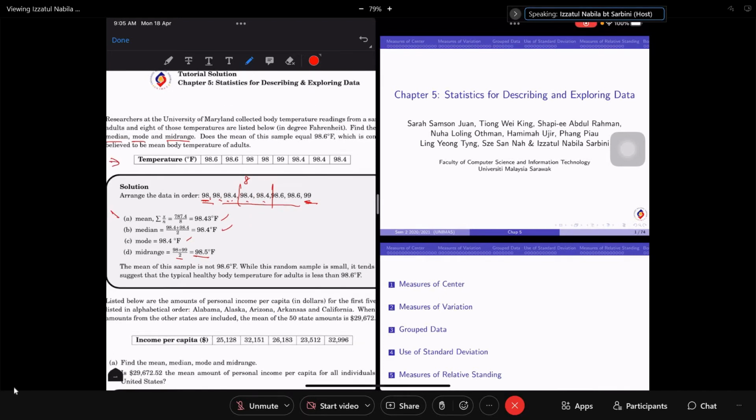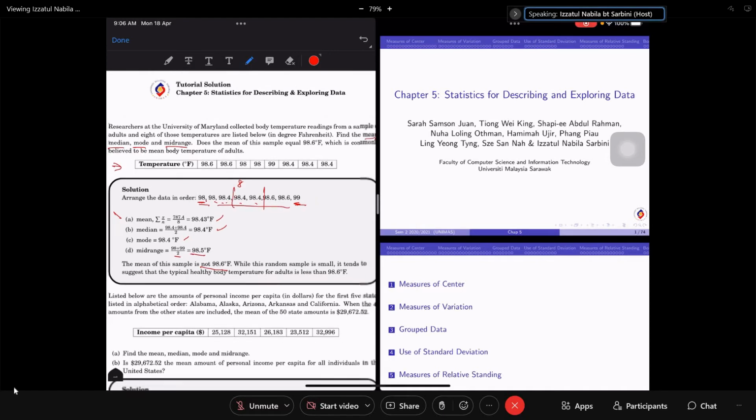And we have one question here. Does the mean of this sample equal 98.6? In this case, the mean is 98.43, so the mean of this sample is not 98.6. While this random sample is small, it tends to suggest that the typical healthy body temperature for adults is less than 98.6. Okay, so that is question number 1.